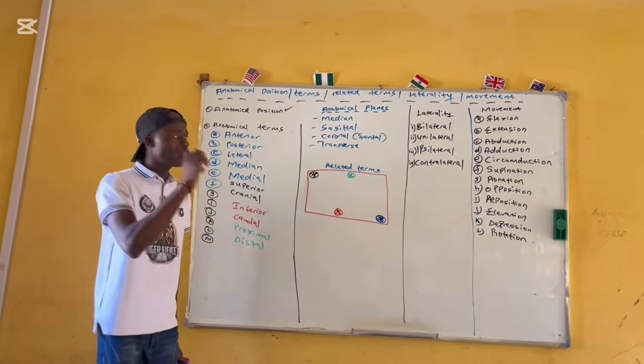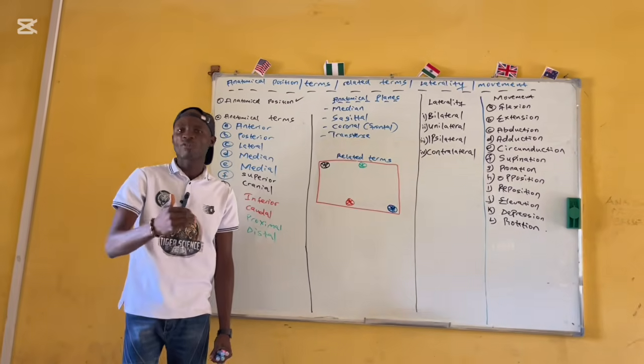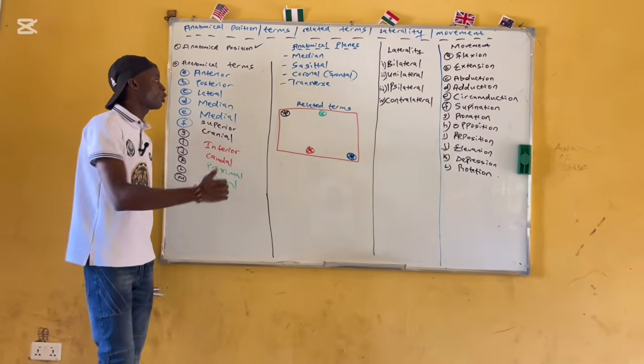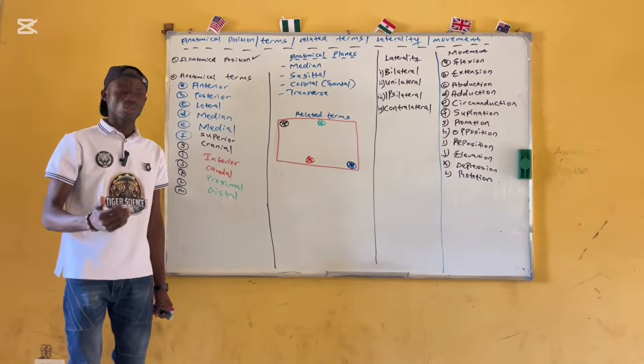So when you say anatomical terms, what is the meaning of anterior? Anterior means at the front. You see that it's the front of something, the front of a structure. That's what they call anterior. Posterior is at the back of a structure. That's what they call posterior.